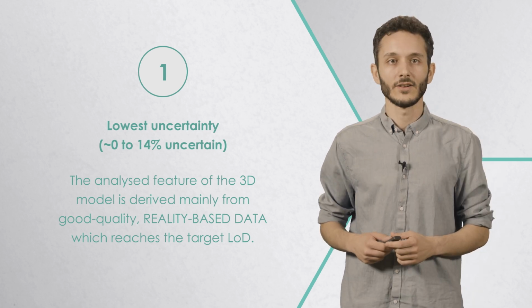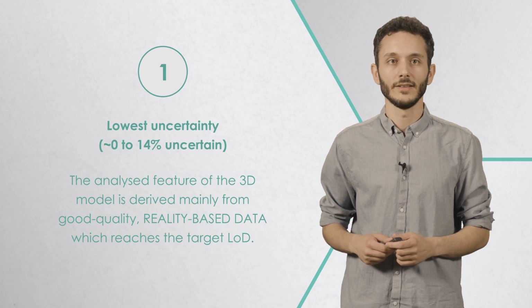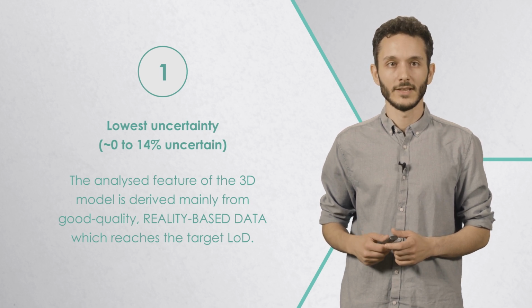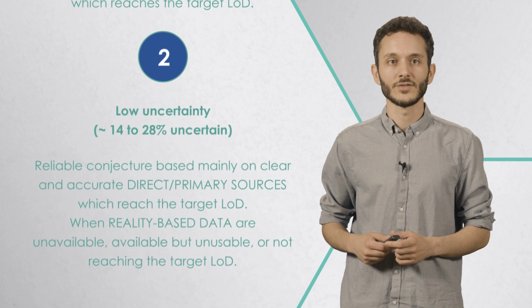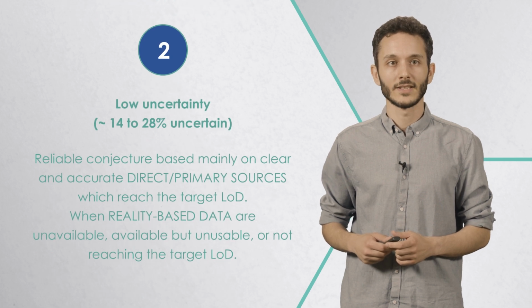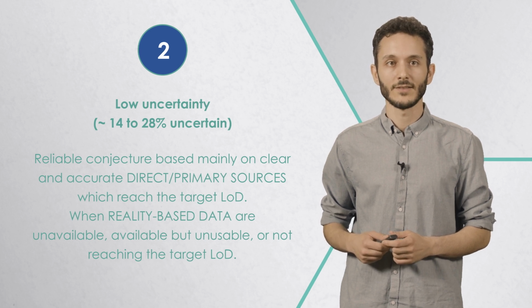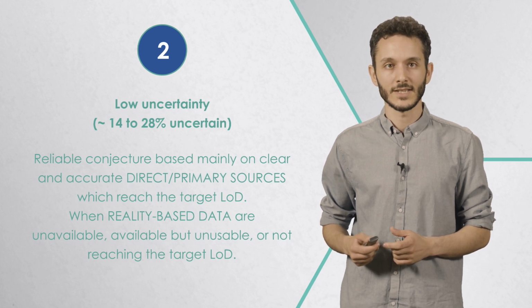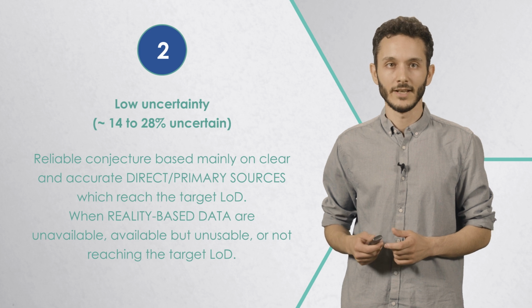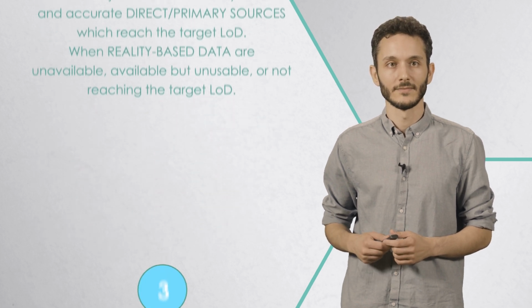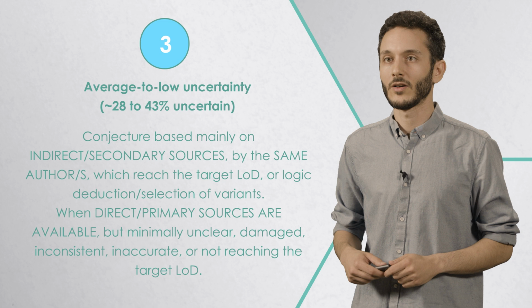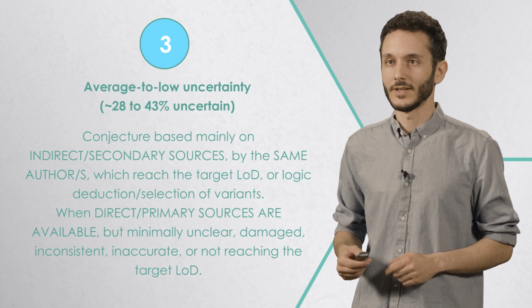When real-world data is not available or does not reach the desired quality or detail, we move to the subsequent levels. The second level is represented by the color blue and has low uncertainty. Elements assigned to this level mainly come from direct or primary sources that reach at least the desired level of detail. When primary or direct sources are available but minimally damaged, inconsistent, or not sufficiently clear or detailed, we move to the subsequent levels.